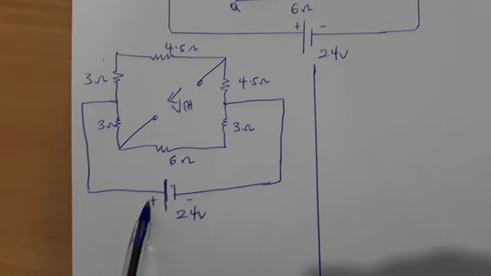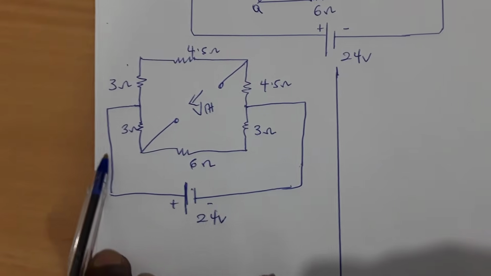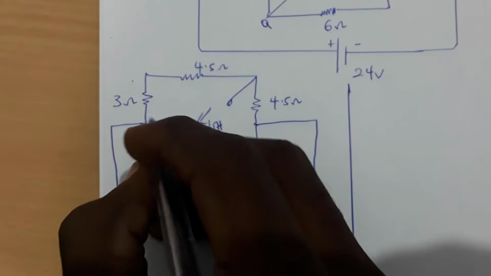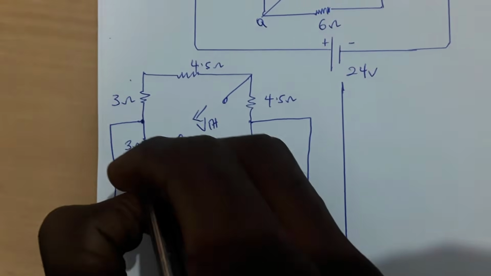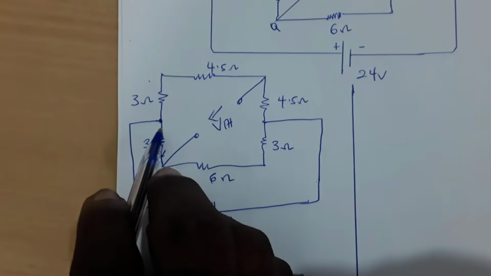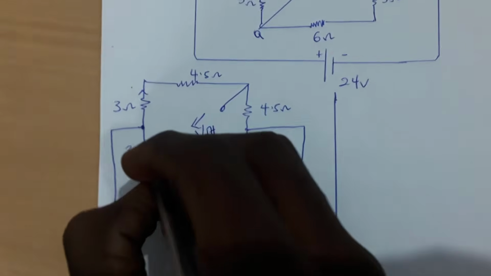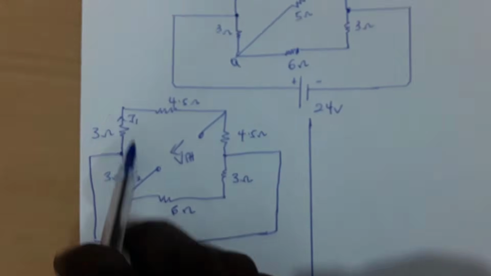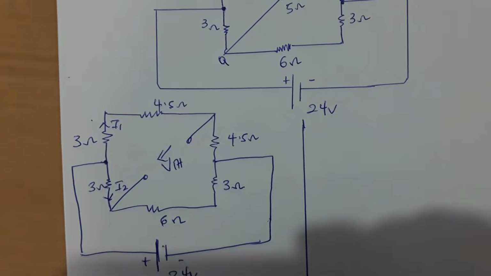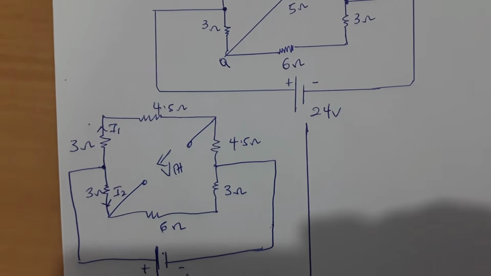So let's say this 24 volts source produces a current through this branch. When it gets to this node, there will be a split. Since there's a node here, there will be a split here. So let's say I2 flows through this direction and I1 flows through this direction. So let's see, we can take loops and find the value of I1 and I2.